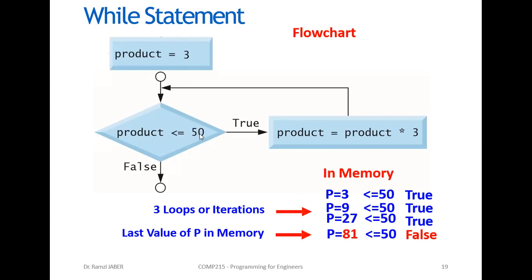3 iterations, and the fourth check will be false. So the last value for product in memory is 81. It's not 27, it's 81. Okay, this is an example using a flowchart. Any question here?